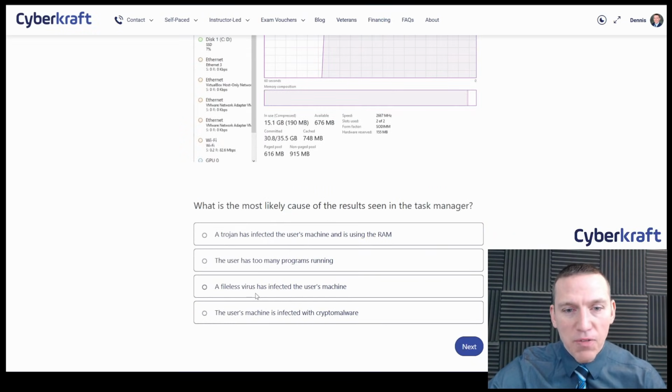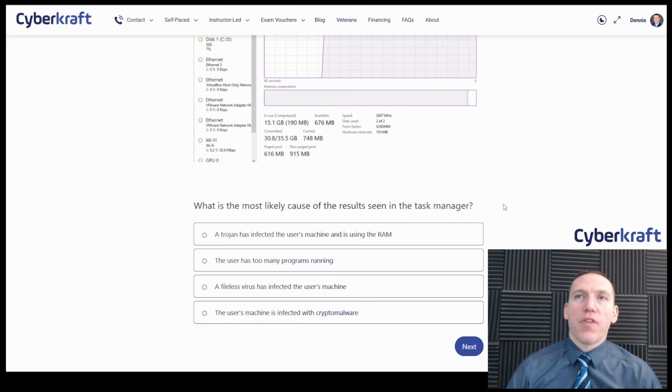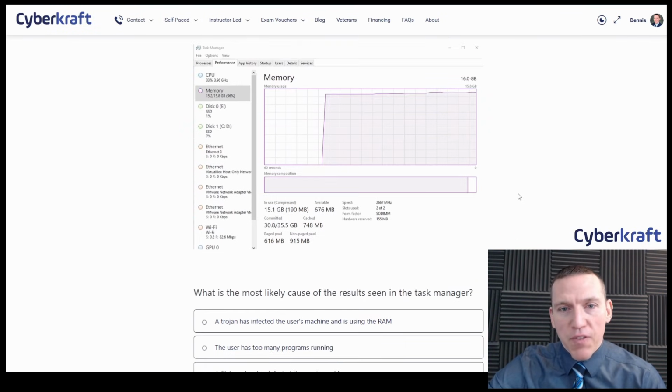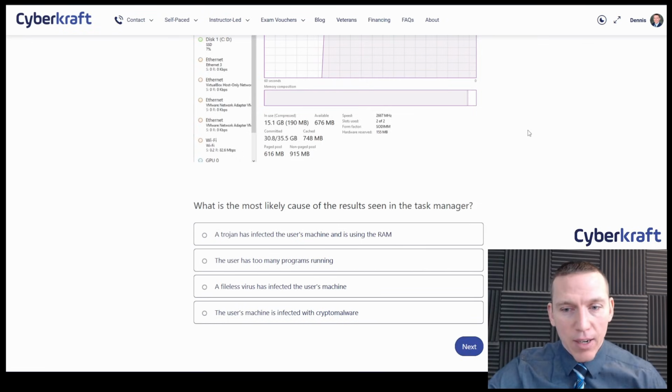A fileless virus has infected the user's machine. That's an interesting one. A fileless virus embeds itself in computer memory, like RAM. So that might be what we want to pick here. Because a fileless virus doesn't rely on file systems to operate. It embeds itself in the RAM, and usually one of the indicators of a fileless virus is high RAM usage, which would be memory usage. So that might be it here.